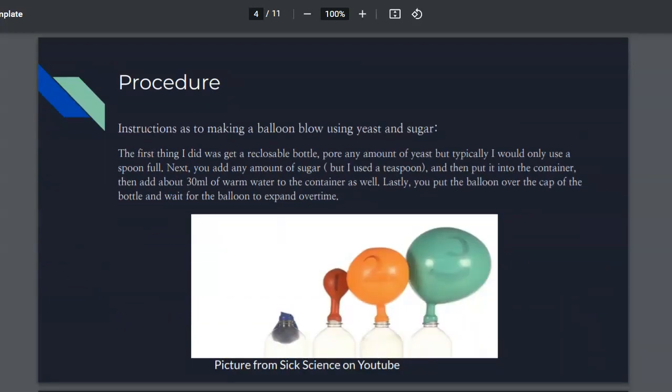Procedure. The first thing I did was get a reclosable bottle. Pour any amount of yeast, but typically I would only use a spoonful. Next, you add any amount of sugar, but I use a teaspoon, and then put it into the container. Then add about 30 milliliters of warm water to the container as well. Lastly, put the balloon over the cap of the bottle and wait for the balloon to expand over time.